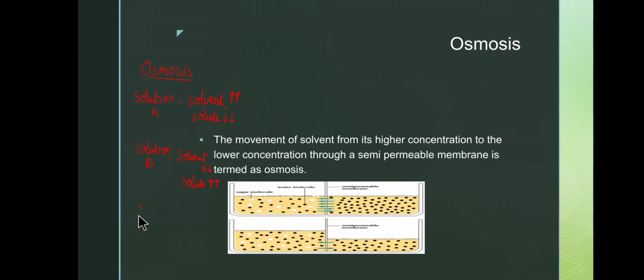Then when these two solutions are kept in close contact with each other with the difference of semi-permeable membrane, the solvent which is present in more amount in A tends to move towards the solution B where it is present in less amount. So the movement of solvent from its higher concentration to the lower concentration through a semi-permeable membrane is termed as osmosis.